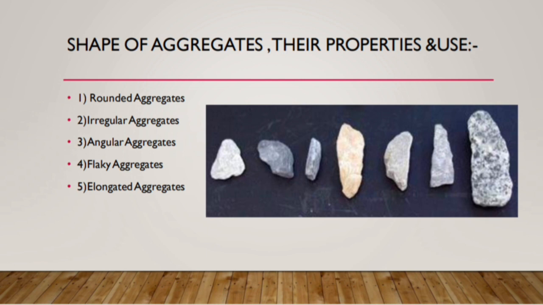Second, irregular shaped aggregates. It slightly affects the workability of the concrete. Then, angular and flaky shaped aggregates. These types of aggregates give poor workability and create difficulties in the placing of the concrete. On the other hand, due to angular aggregates, there will be proper interlocking between the aggregate particles. Elongated aggregates are generally not used because they will not bear heavy loads and they break.